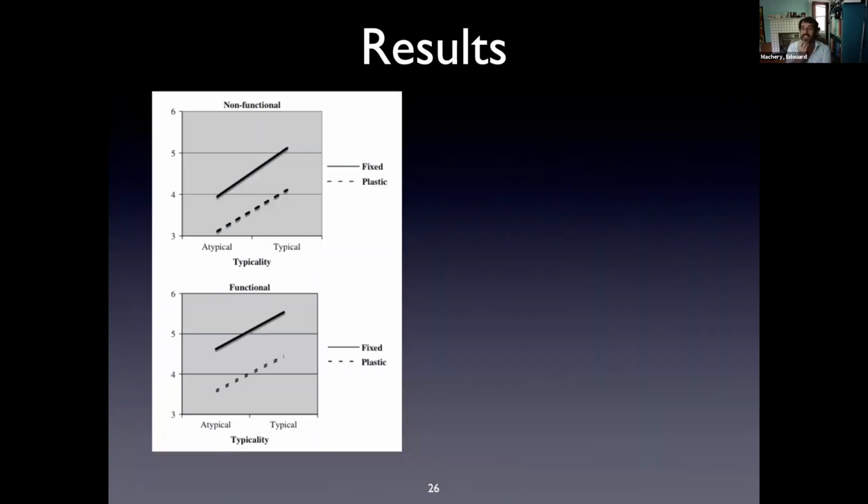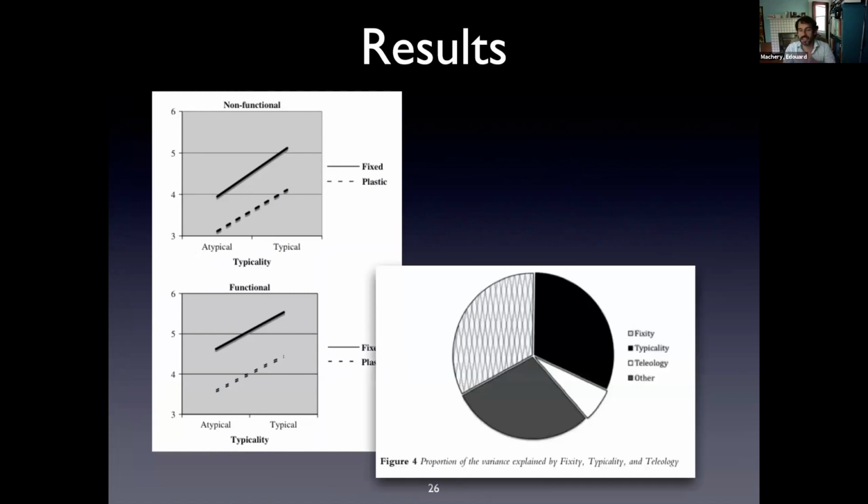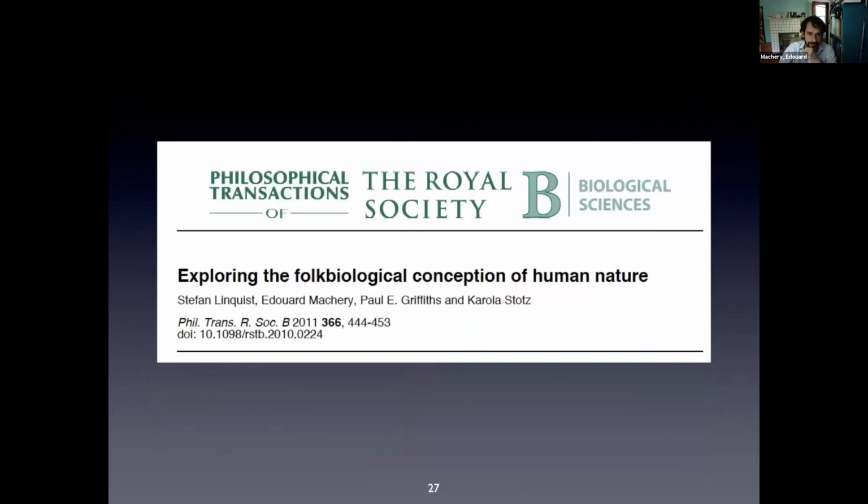We did replicate this study using a within subject design, where participants see more than 1 vignette. And again, to make a long story short, what you can see here is that we find the same finding. Typicality matters a lot for deciding whether a trait is innate or not, so whether a trait is found in all species. Fixity matters a lot, teleology matters less.